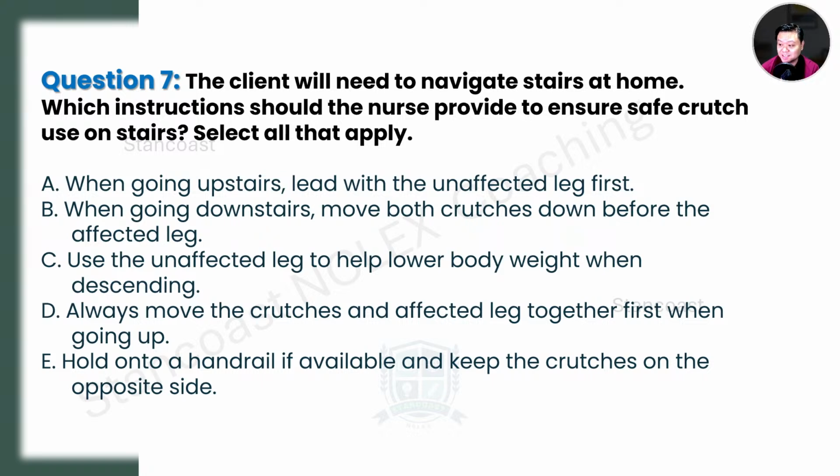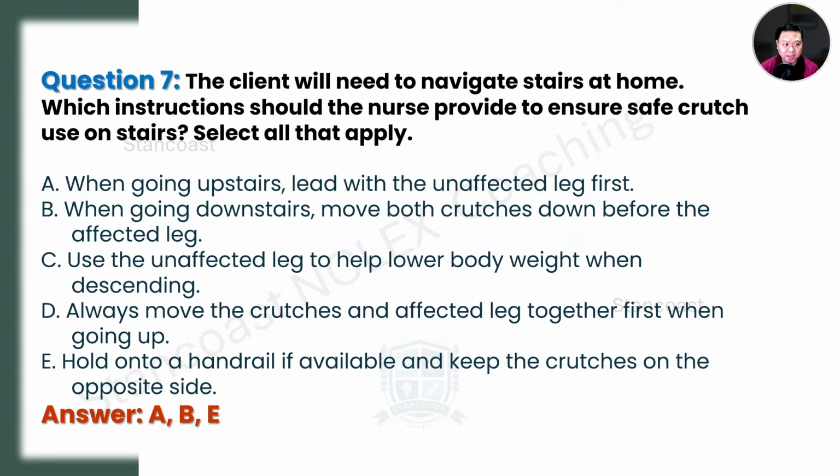C, use the unaffected leg to help lower body weight when descending. And D, always move the crutches and affected leg together first when going up. And E, hold onto a handrail if available and keep the crutches on the opposite side. And take note, your patient is about to use the crutches using stairs. So which of these would be the safe method of navigating themselves? Select all that apply. The correct answer here is letters A, B, and E.